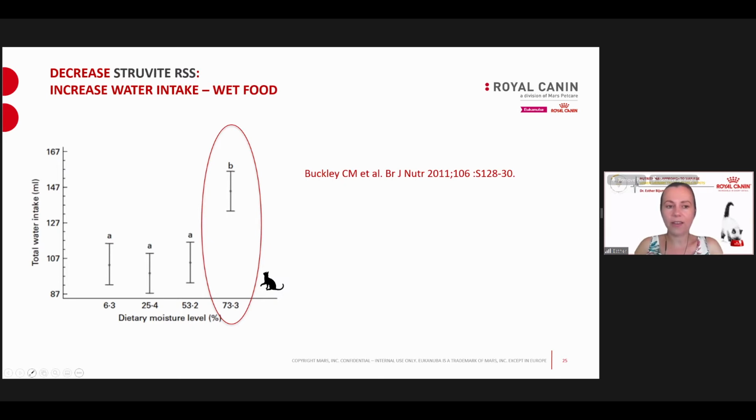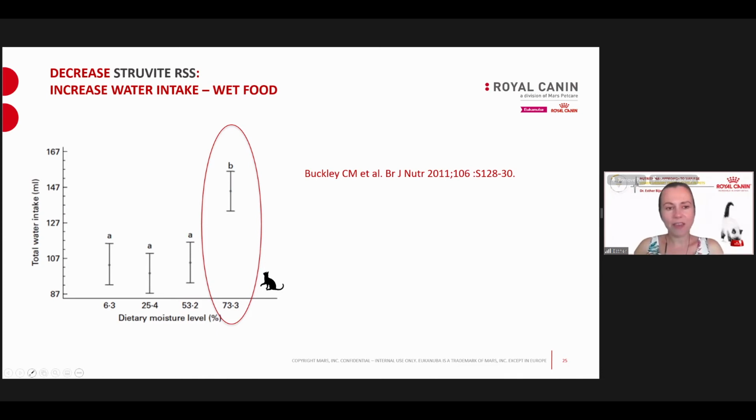So in this slide, you can see a study that was performed in cats. This is where the 73.3% comes from that I just reflected on. In the first increases in moisture, so if you offered cats a diet of 25% moisture or 53% moisture, actually what these cats were doing was adjusting their voluntary water intake. They were like, oh, I'm getting more water from my food. I don't have to drink as much anymore. And that meant that they had a stable water intake.